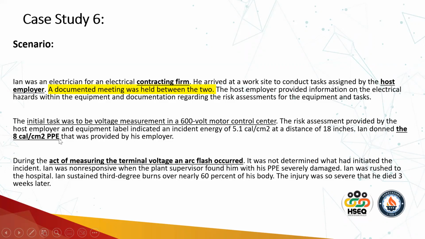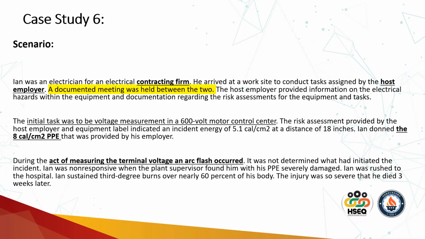The risk assessment provided by the host employer, the equipment label, indicated an incident energy of 5.1 cal/cm² at a working distance of 18 inches. He wore 8 cal/cm² PPE that was provided by his employer. During the act of measuring the terminal voltage, an arc flash occurred. It was not determined what had initiated the incident, and he was non-responsive when the plant supervisor found him with his PPE severely damaged. He was rushed to hospital and sustained third-degree burns over nearly 60% of the body. The injury was so severe that he died 3 weeks later.